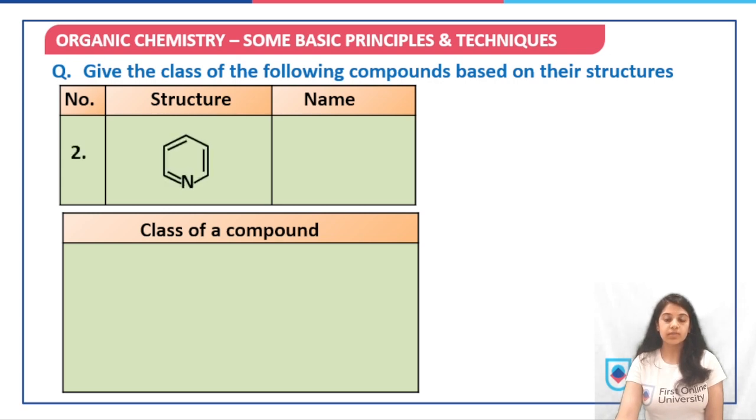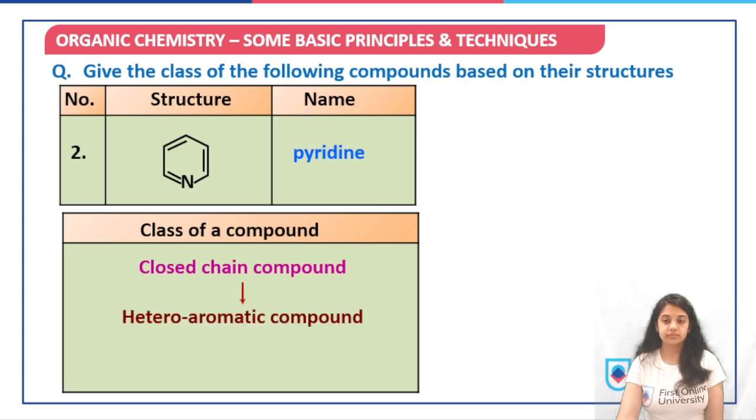The second one is pyridine. The class is closed chain, heterocyclic. Within that, it is heteroaromatic compound. Further, it is a benzenoid compound. So whatever we have discussed in the last few slides, based on that, you have to answer these questions. I hope this is clear. Let's move on.